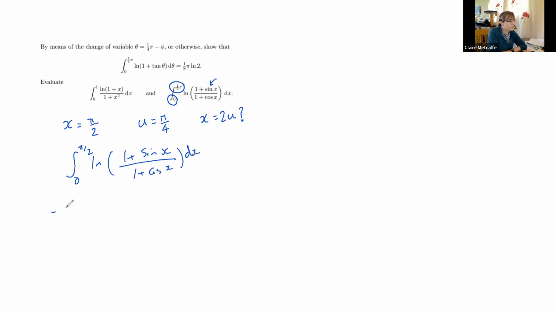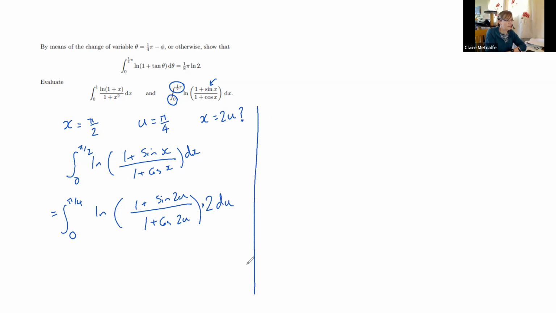Okay, so we'll make our substitution. When x equals 0, u equals 0. When x equals pi by 2, u is pi by 4. This becomes 1 plus sine 2u. This becomes 1 plus cos 2u. dx by du is 2, so this is multiplied by 2 du. Okay, so it looks like we might have to do some more work here. It would be good if we could get a tan theta in there because we know how to integrate that. Let's start by taking that 2 out the front.